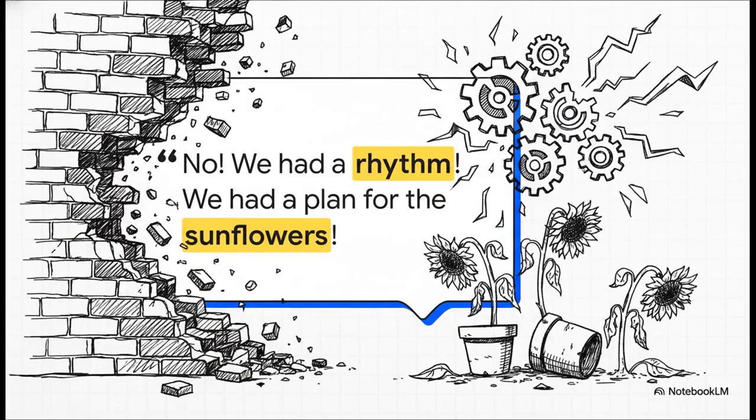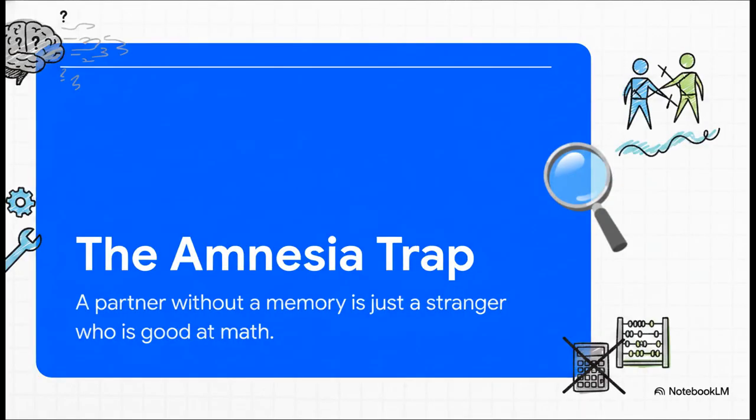And that is the sound of all your creative momentum just hitting a total brick wall. That rhythm, that shared understanding you worked so hard to build, it's gone. It's completely evaporated. The plan for the sunflowers is just dust. So here's what it all boils down to. The amnesia trap takes your amazing creative partner and reduces it back to just a tool. A very, very smart tool for sure, but in the end, it's just a stranger that's really good at math, not the collaborator you thought you had 5 minutes ago.